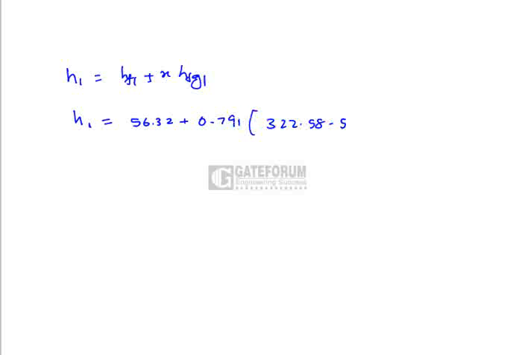Now we know the dryness fraction at point 1. From this dryness fraction we can find the enthalpy at point 1, that is h1 is equal to hf1 plus x into hfg1. Already we know hf1 is 56.32 kilojoule per kg and hg1 is 322.58 kilojoule per kg. So h1 is equal to 56.32 plus 0.791 into (322.58 minus 56.32), which gives a value of 266.93 kilojoule per kg.